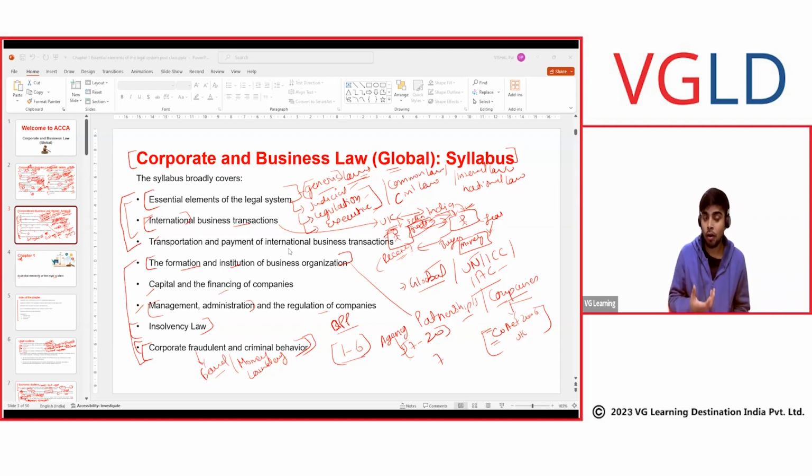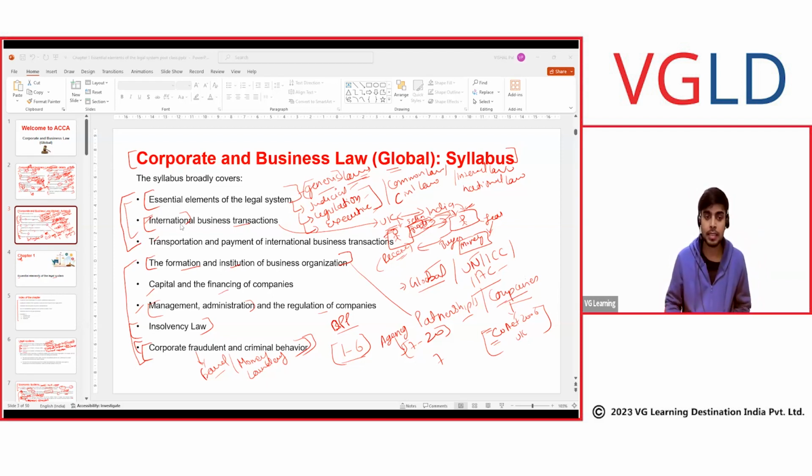This subject is about corporate and business law for the global context. Here we will majorly cover international business, how international business transactions take place, and the transportation and payment of international business. The arbitral process will be a key component. Overall, in this syllabus we will cover export and import, the transactions that happen between two countries for trade, how disputes and settlements happen, and what the jurisdiction or source of law is in the case of different jurisdictions and different countries.